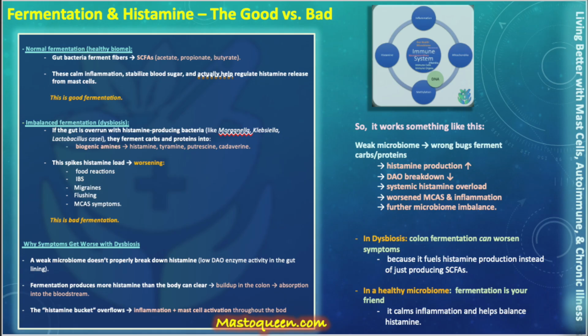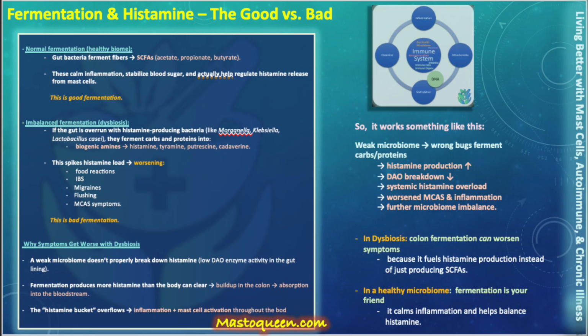But when the microbiome is imbalanced, what we call dysbiosis, the wrong bacteria can take over. Bugs like Morganella, Klebsiella, or even certain Lactobacillus strains can ferment carbs and proteins into biogenic amines like histamine, tyramine, putrescine, and cadaverine. This overload spikes histamine in the body, worsening food reactions, IBS, migraines, flushing, and MCAS symptoms. This is bad fermentation.